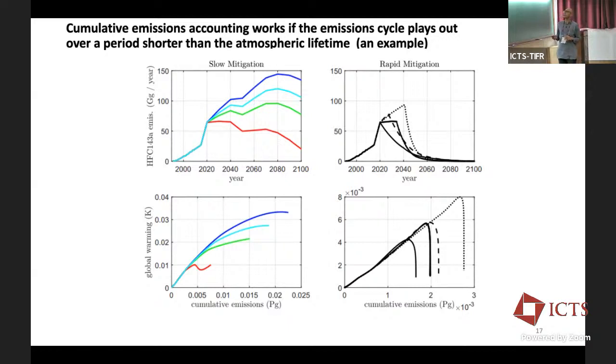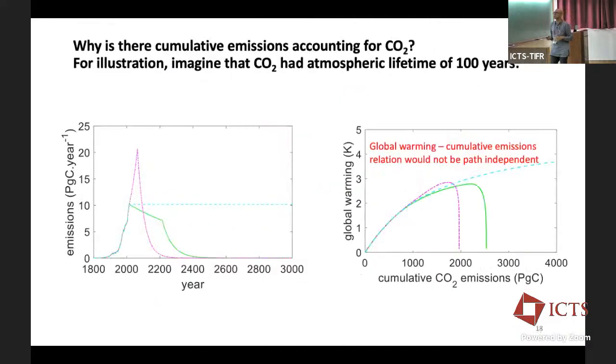And if you consider a case of slow mitigation, where the atmospheric lifetime is about 50 years and the time period of the emission cycle is much longer than the atmospheric lifetime, then you obviously don't have a path independent response. And if you were to have rapid mitigation, right, you have a path independent response. And of course, this kind of analysis also carries over to considering baskets of CFCs with similar mean lifetimes.